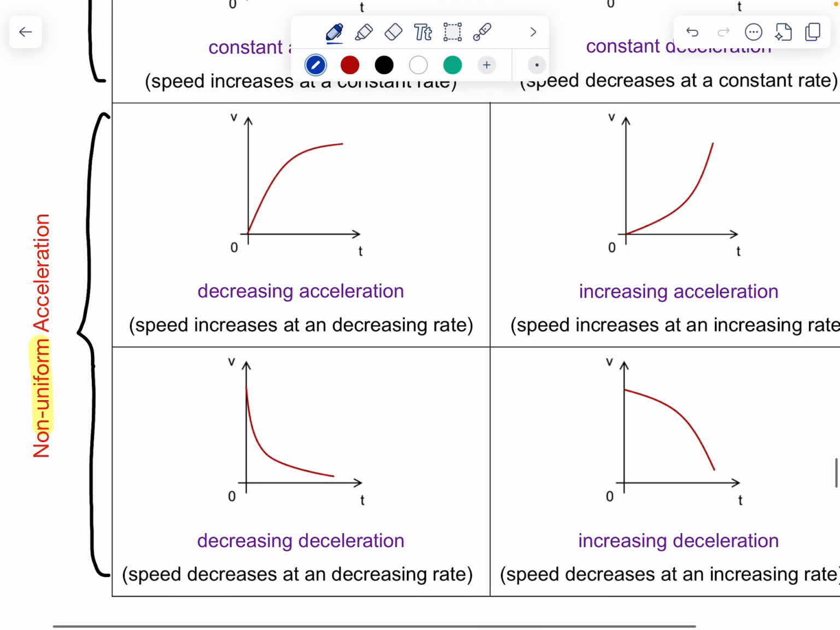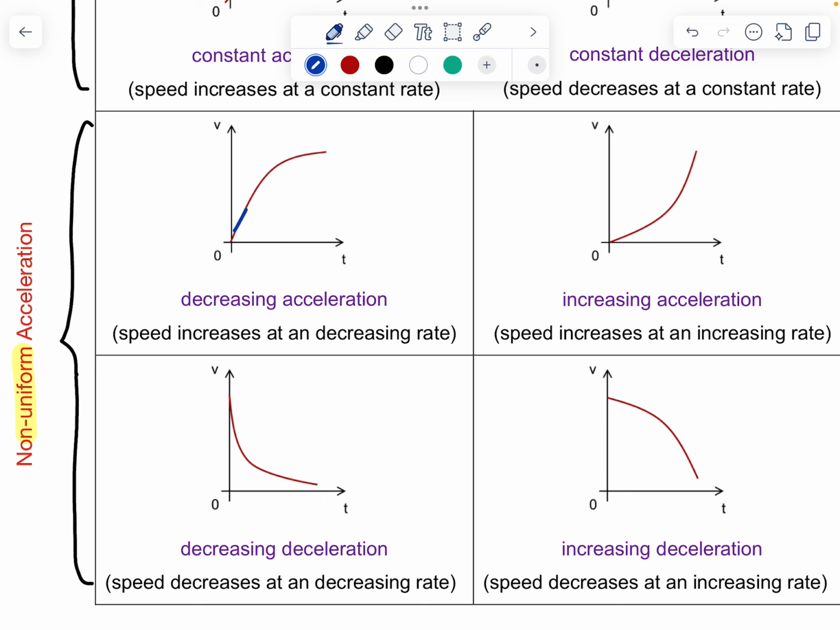Now let's look at non-uniform acceleration. You can see that the gradient here is getting less steep. As a result, it is decreasing acceleration. For this case, it's getting steeper, increasing acceleration.